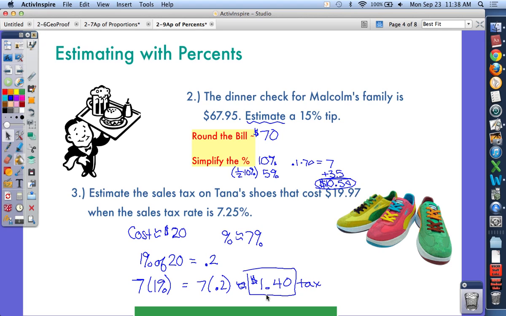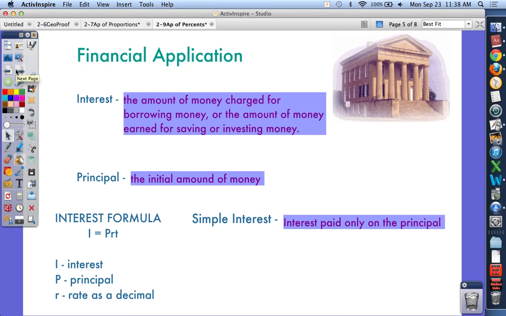And our third application for today is going to be interest. So you have a couple definitions here you'll have to write down. I'm going to talk while you're writing, and then if I move on, please pause if you didn't finish these. Interest is the amount of money charged for borrowing money or the amount of money earned for saving or investing money. So it's really nice when we can earn money. It's not so great when we have a credit card and we have to pay interest.